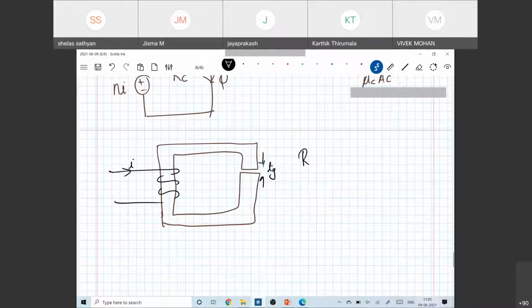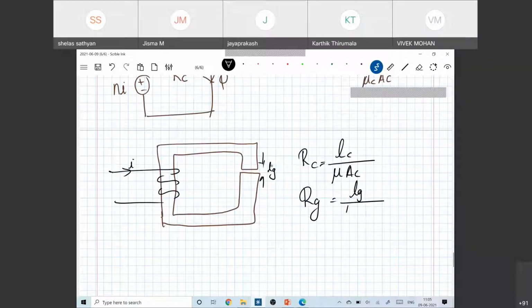The reluctance offered by the core is given by the core mean magnetic path length divided by mu, the permeability of the core, into the area of cross section. The reluctance of the air gap is the air gap length Lg divided by mu naught into AC.